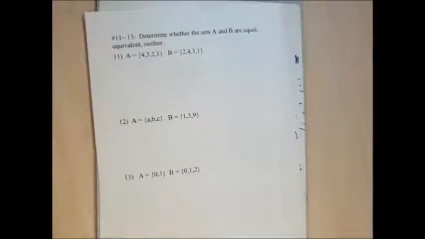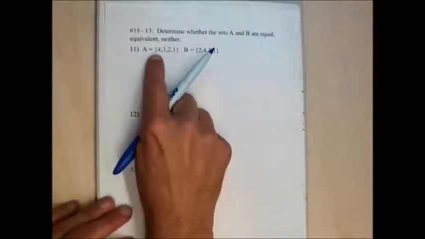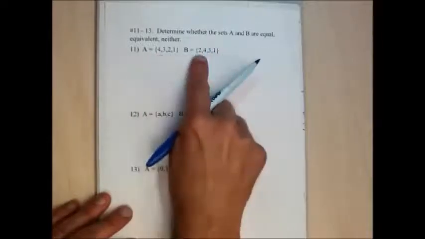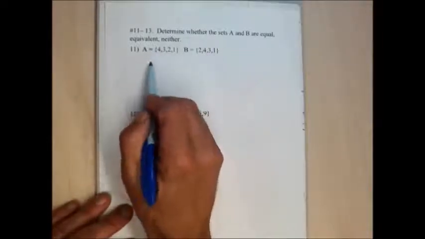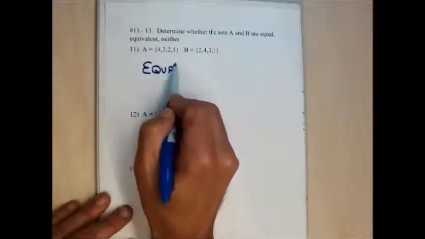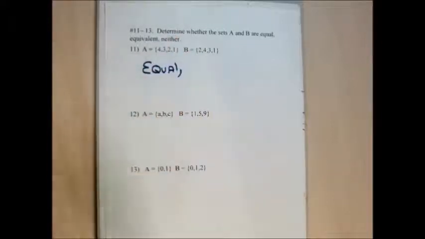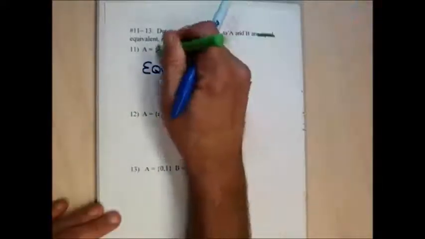11 through 13 ask me if sets are equal or equivalent or neither. Equal means they have exactly the same elements. When I look at the sets in problem 11, both sets have the numbers 1, 2, 3, and 4. So one of the things in my answer for problem 11 is I need to say that these two sets are equal. I'm supposed to determine whether the sets are equal. And to be equal, you have to have exactly the same elements.